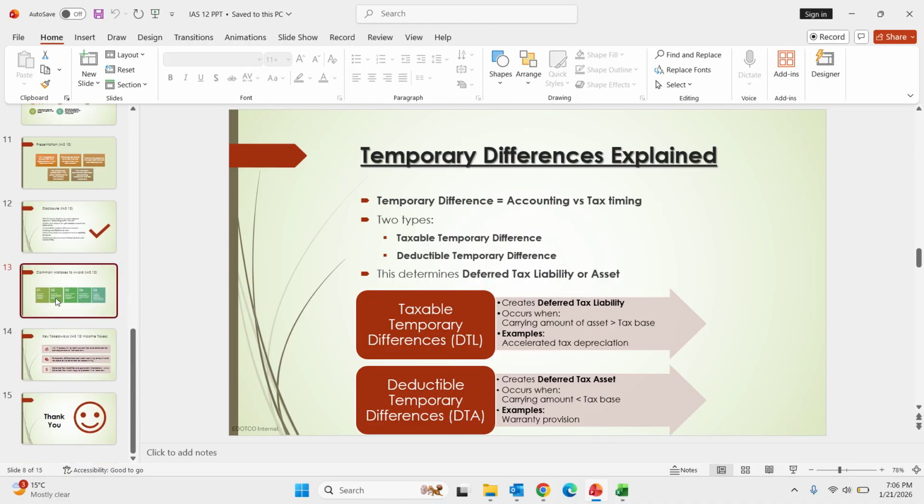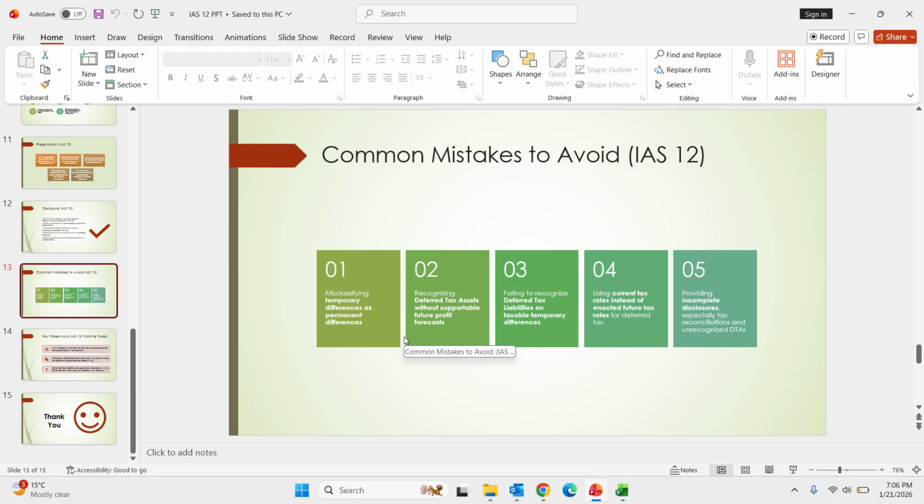Now going back to the slides, what are the mistakes to avoid? The first mistake is misclassifying temporary differences and permanent differences. You have to keep a difference between the two. The second mistake, deferred tax assets can only be recognized if future taxable profits are available. If this condition is ignored, deferred tax assets may be overstated. The third mistake, deferred tax liabilities are generally required under IAS 12, and skipping them leads to understated tax obligations.